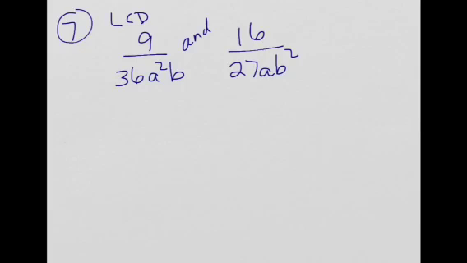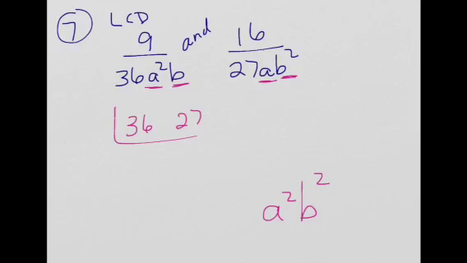Again, we're going to start out looking at our variables. We're finding the LCD, so we're going to look at our a and our a. So the a with the largest exponent is going to be a squared, and for b, the largest exponent is b squared. And then I'm going to take 36 and 27 and do my upside down cake.